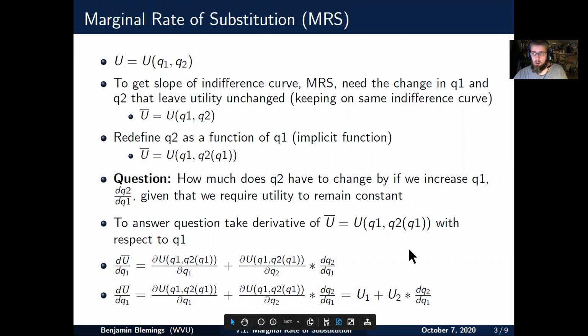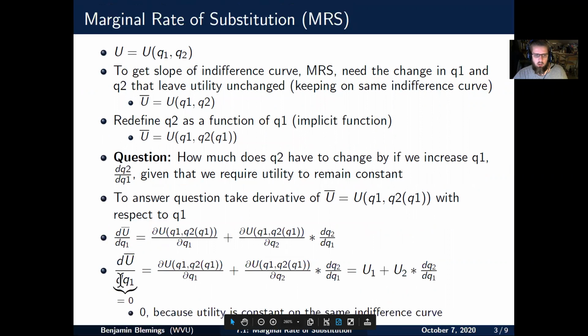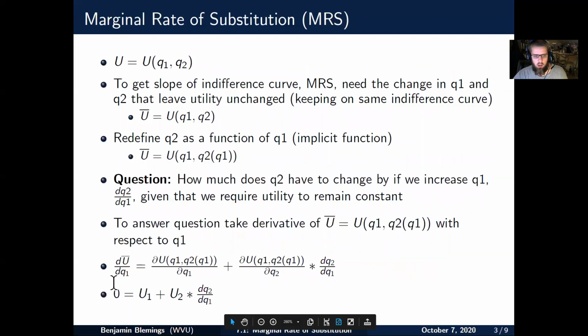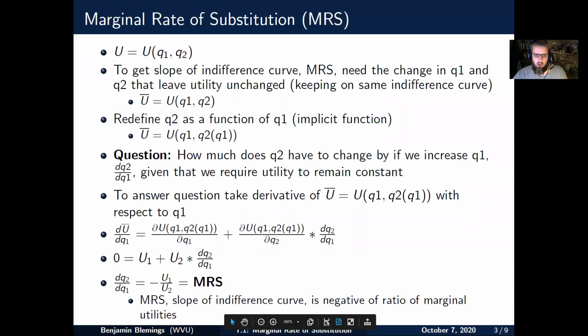And then something else we need to notice to get to the next point is we know that the change in u given a change in q1 is constant because we're staying on the same indifference curve. So by definition, this change in a constant is 0. So 0 because utility is constant on the same indifference curve. And so we get 0 equals u1 plus u2 times dq2 over dq1. And we can rearrange these terms to get our definition for the marginal rate of substitution, which is negative u1, the marginal utility with respect to good 1, over the marginal utility with respect to good 2.